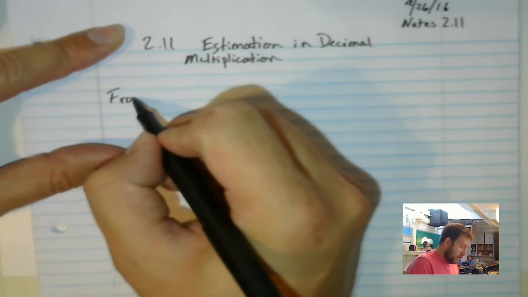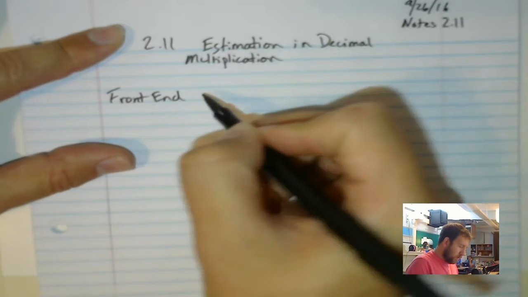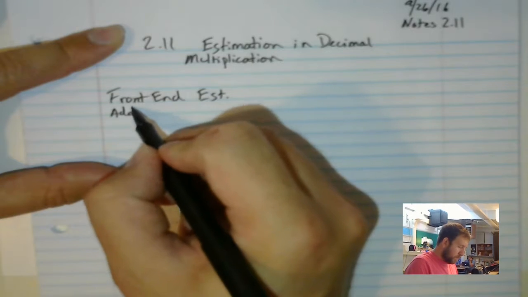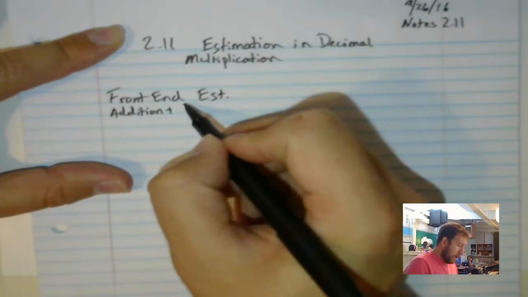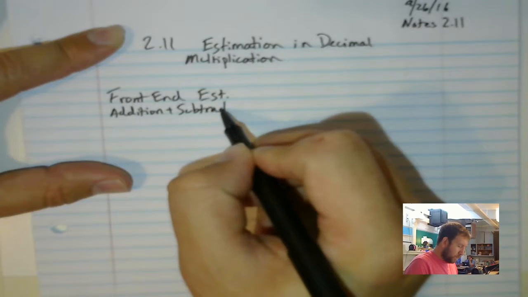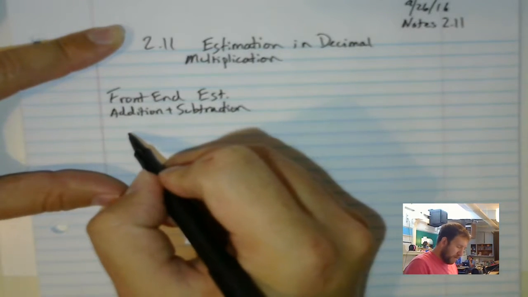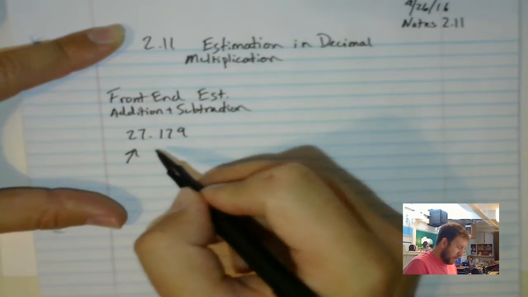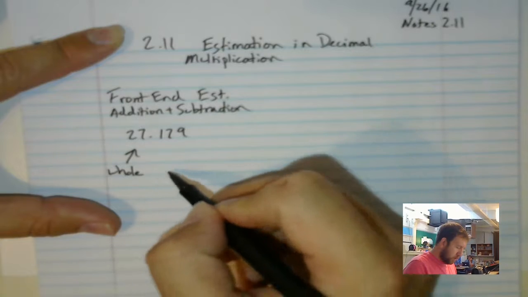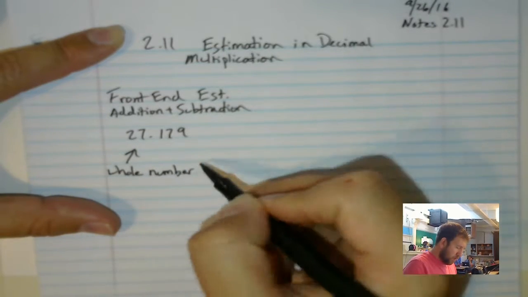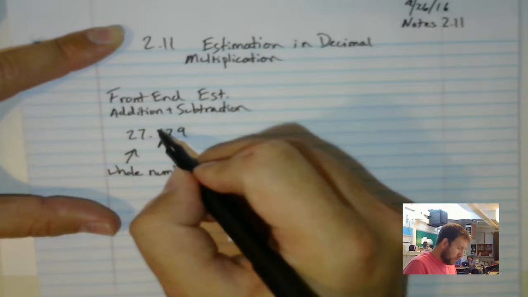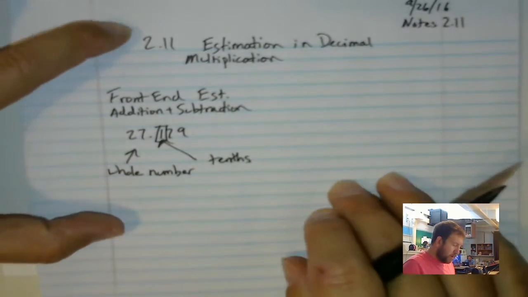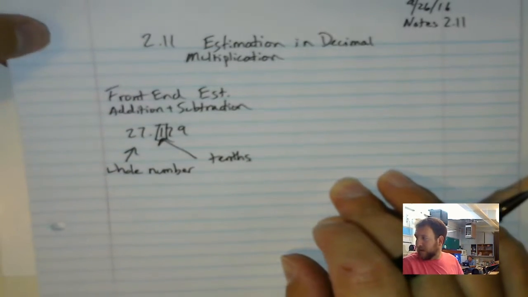So we have front-end estimation, and we use that for addition and subtraction. And that's where if we had 27.179, we would use the whole number, and we would use just the tenths.